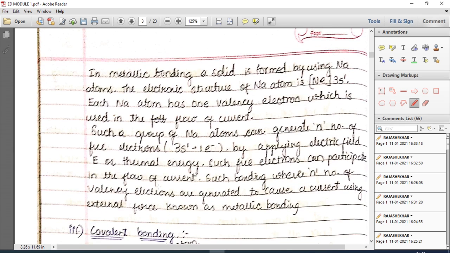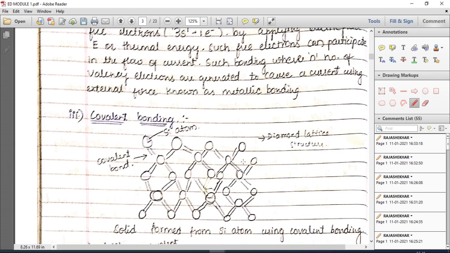The same explanation is given here. A little bit of blur is there, so just concentrate and you will understand this one. Only these few pages are blurred. The remaining ones are good in clarity.